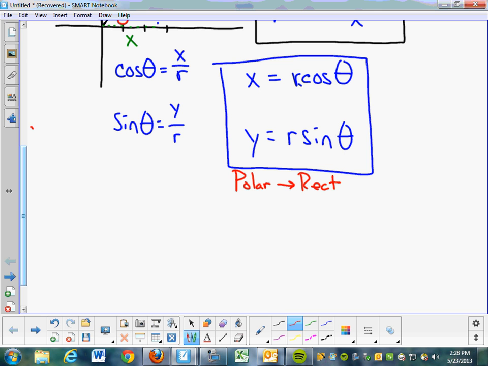So we have to be able to transition back and forth. Those are the formulas that we use. That's going to be your basis for your work today. Any questions? Let's make use of it.